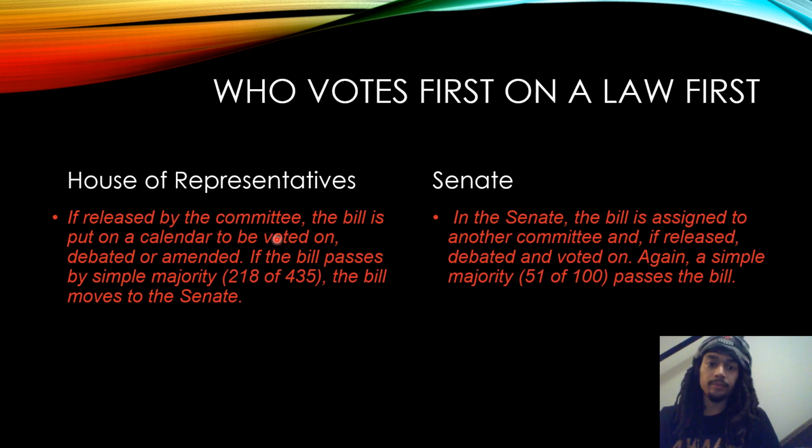But yeah, if it's released by the committee and they vote on it, it needs 218 people to agree with it. And then it goes to the Senate, and they need 51 people out of 100 to approve that. That's just if we pass a law, a bill with laws in it, and different things, stimulus packages, etc. On to the next slide.